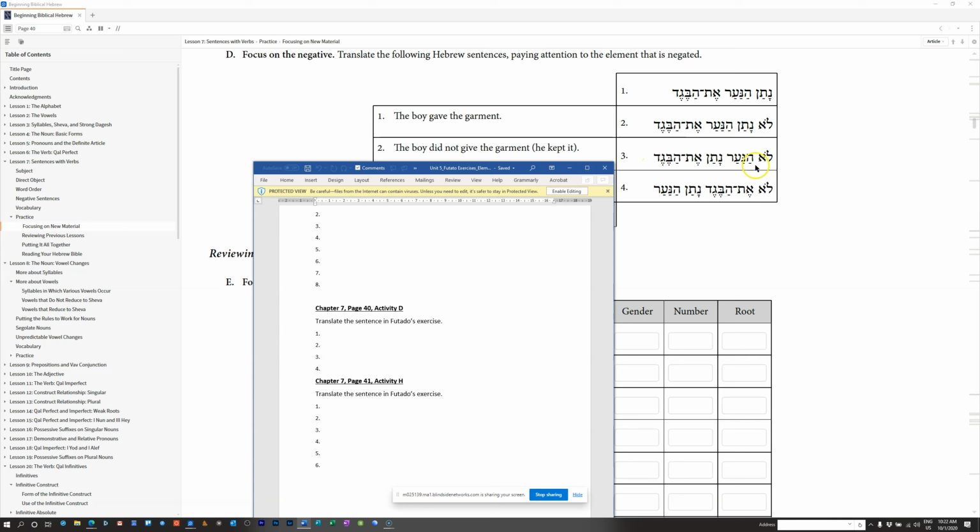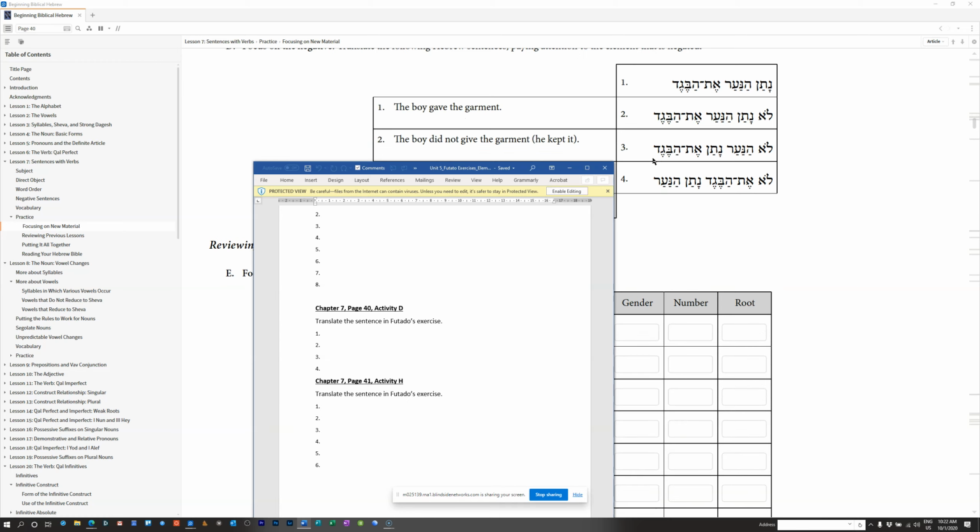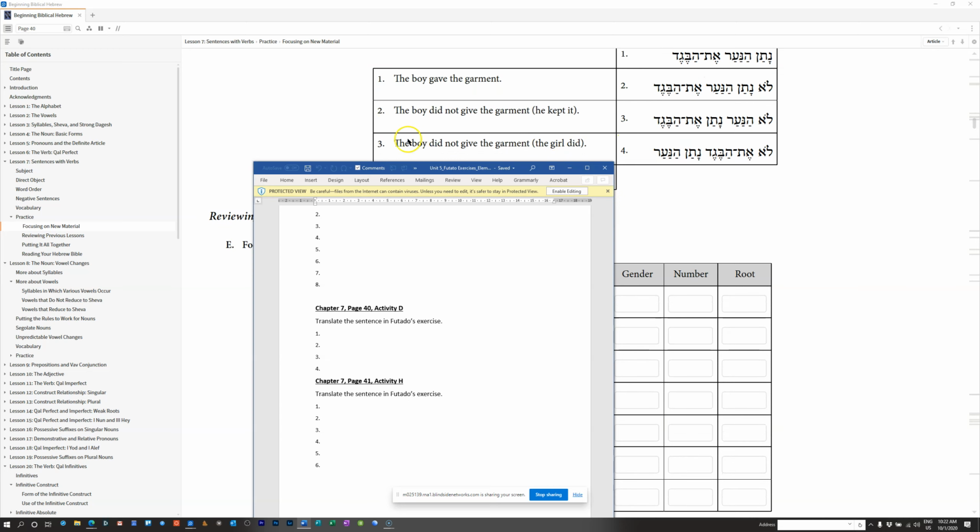Number 3, here hana'ar is negated. So we would translate this as the boy did not give the clothing, someone else did. So maybe the girl did. The boy did not give the garment, the girl did. Okay, again, the girl did, that's not part of your translation. These should be translated exactly the same. What he's pointing out here is what we're emphasizing is hana'ar. We're not saying nobody gave clothing. We're only saying that the boy did not give clothing.